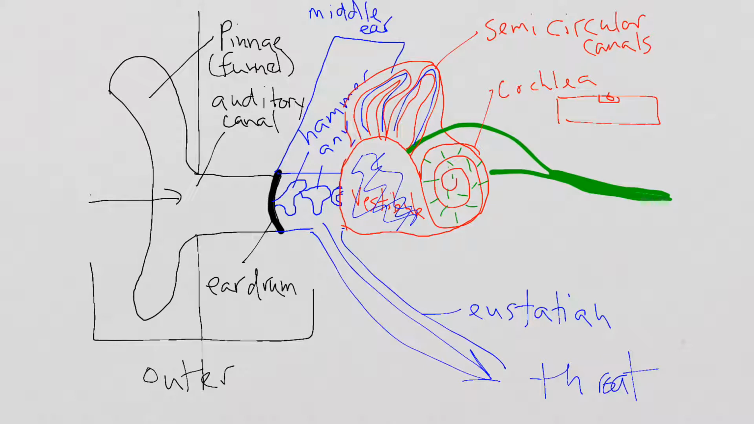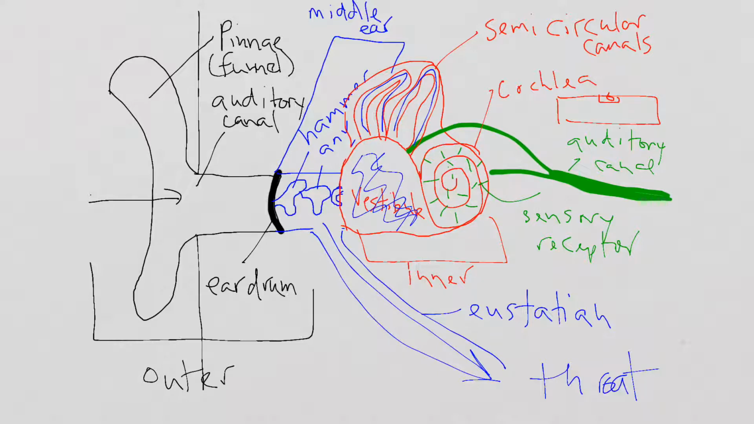So all of this is part of the inner ear. And it's in the inner ear that sound actually goes from a physical vibration to a sensory stimulus. These are sensory receptors. And this is your auditory canal.